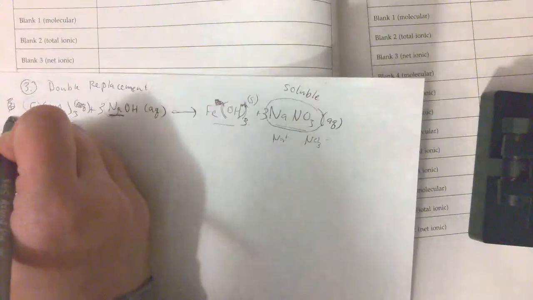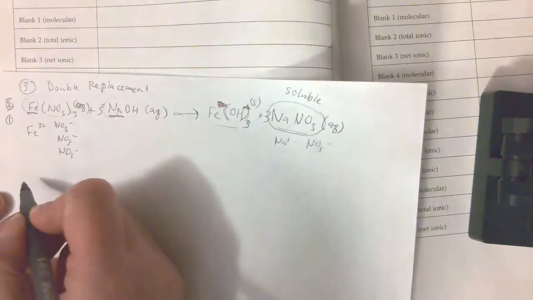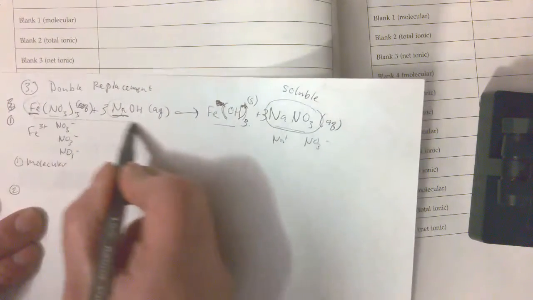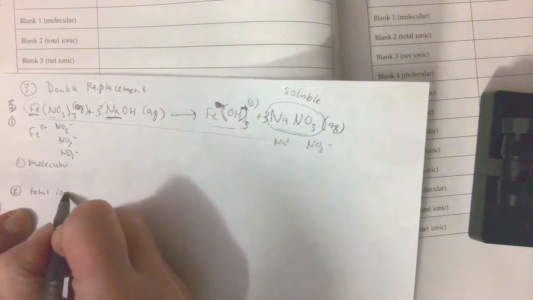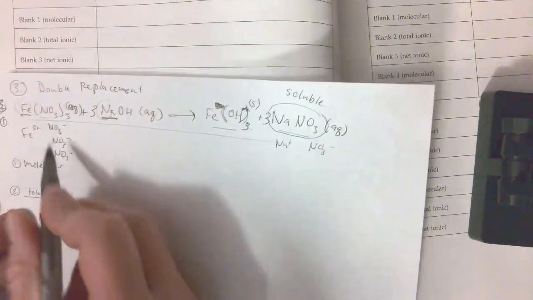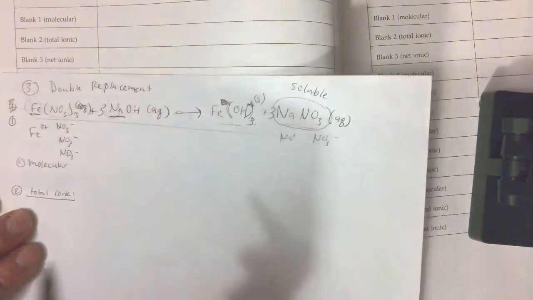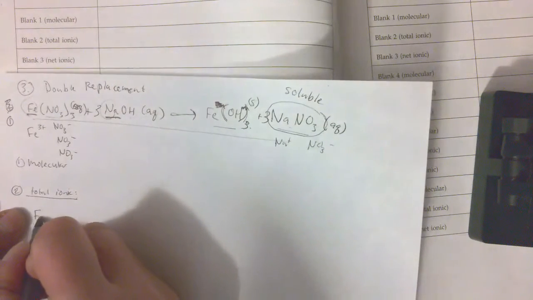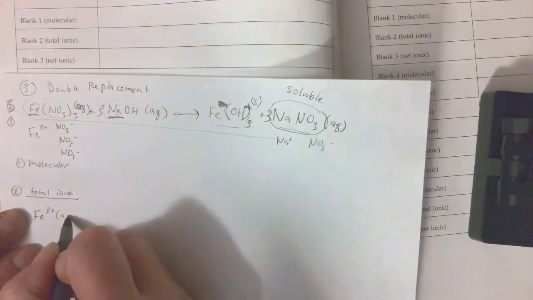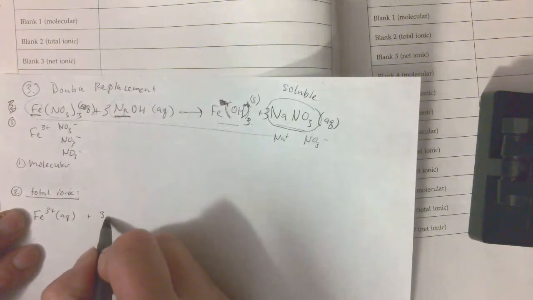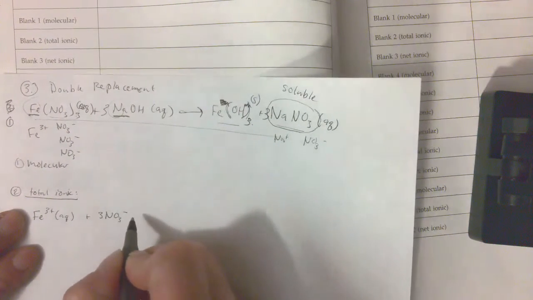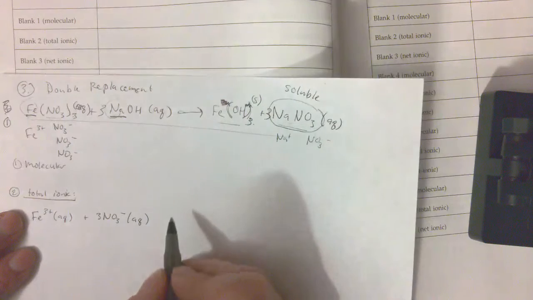Now, that was the first blank. This is the total ionic. This is the molecular. Blank 1. And the second thing we need to do, so this was molecular. The second one is the total ionic equation. So we need to just break down all of these into their ions. So we know that iron is 3+ here, and that's in the aqueous phase. And then we have 3 nitrates, and that's also in the aqueous phase.